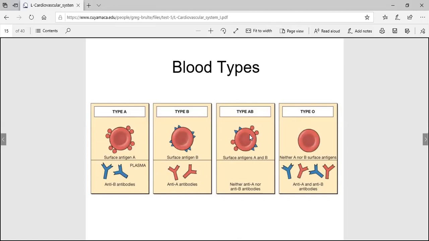Now, your type AB blood, this is considered the universal recipient because look in their plasma, they're not making A or B antibodies. I don't call them anti-A and anti-B, I just call them A or B antibodies. So it doesn't matter what you put in there. You can put A blood or B blood in here. No, it's cool because this person in their own plasma has no antibodies, so nothing is going to stick.